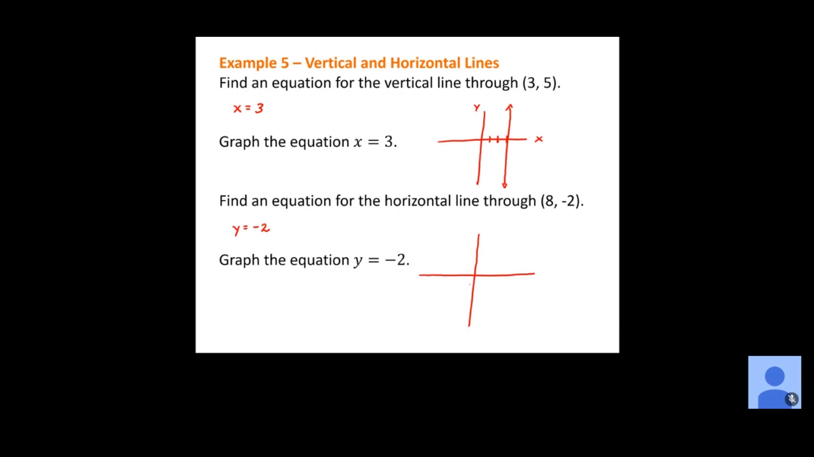Okay, so in this case, we want to go down to -2 on the y-axis. And like we said before, this is going to be a horizontal line. So it's going to go through -2 on the y-axis. And so that right there would be the graph of the equation y equals -2.